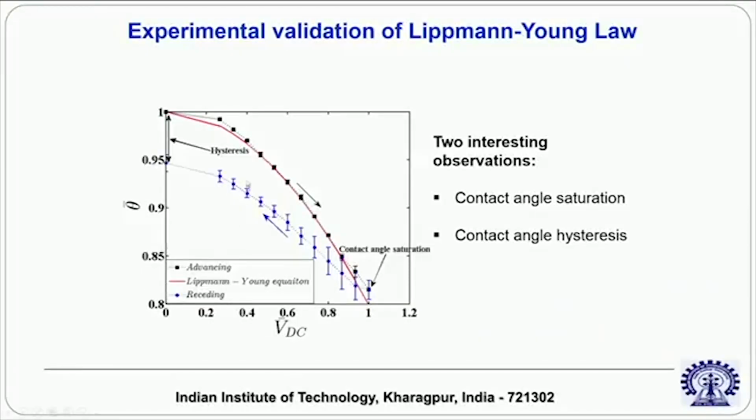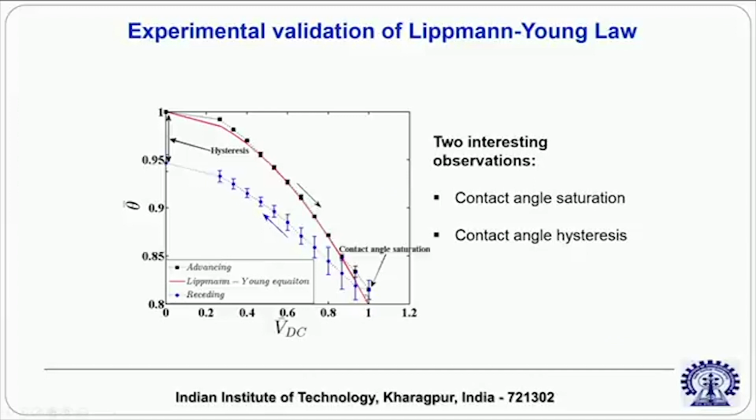If you look into this theta versus voltage plot, this V DC stands for a DC voltage. You will see that it comes to a saturation with increase in voltage, and then it does not change anymore. So, this is one interesting phenomenon.